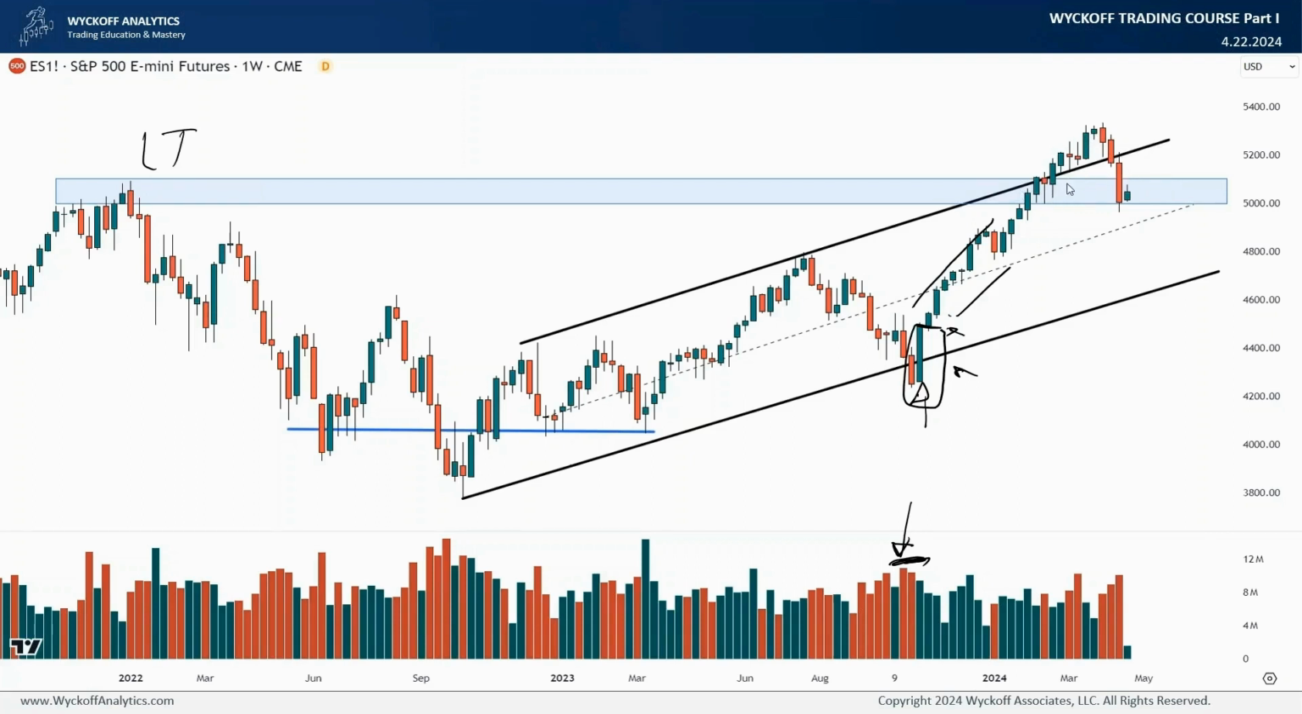And by the way, this is a logical place for a correction. It's very common to see price overcoming the all-time highs and then consolidating around the long-term resistance. So the market needs to digest the supply, and this usually happens through time.